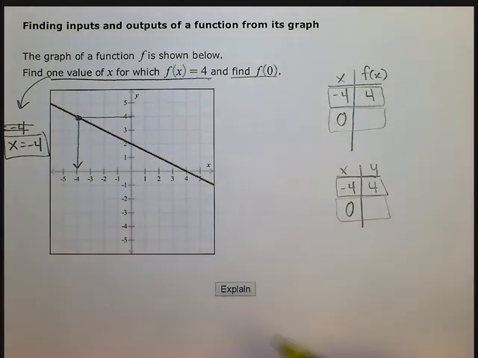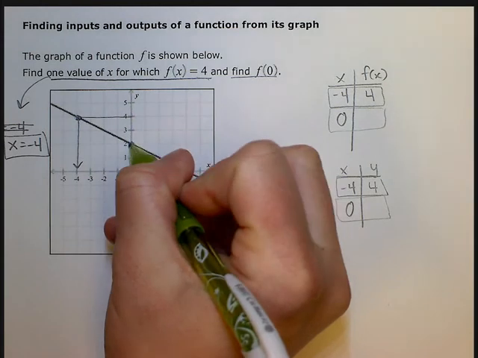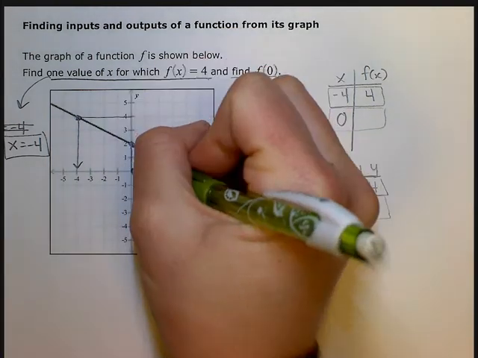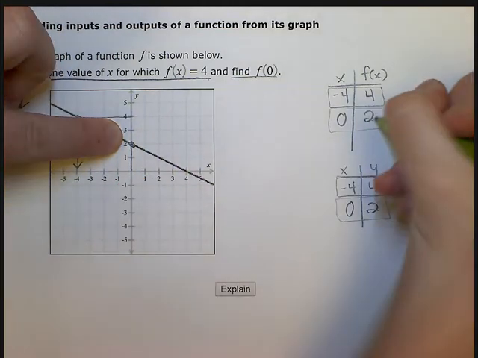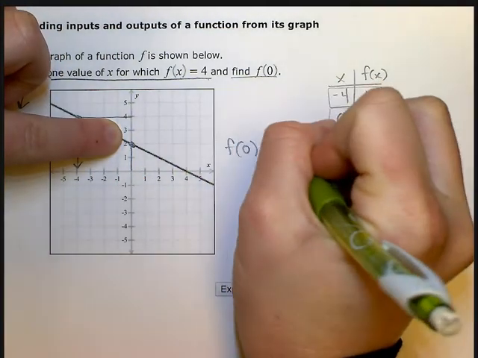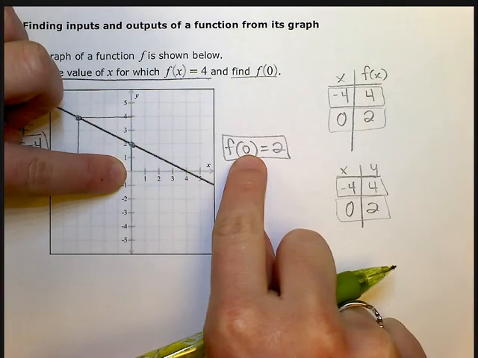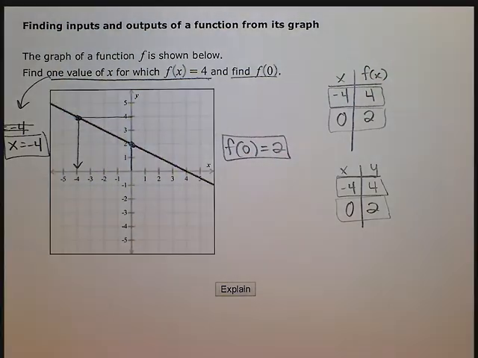So when x is 0, I see this line up right here. So when x is 0, y is in fact 2. So f of 0 equals 2, because when x equals 0, y equals 2. Okay, and that's about it.